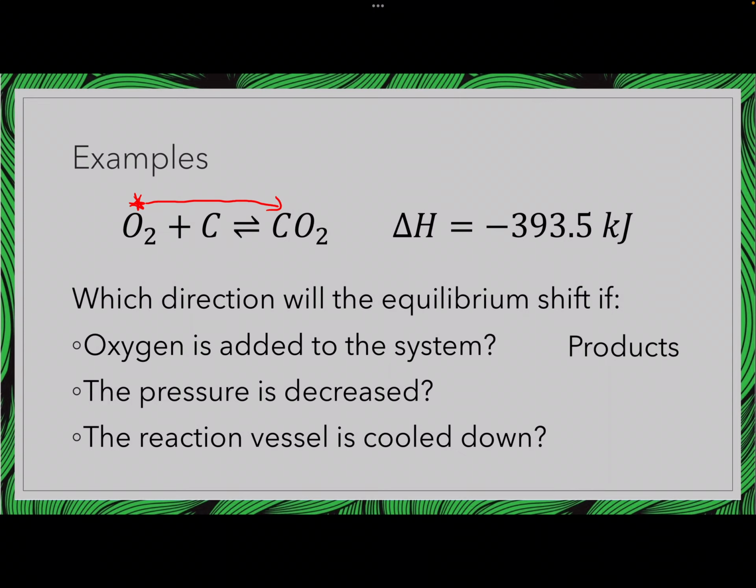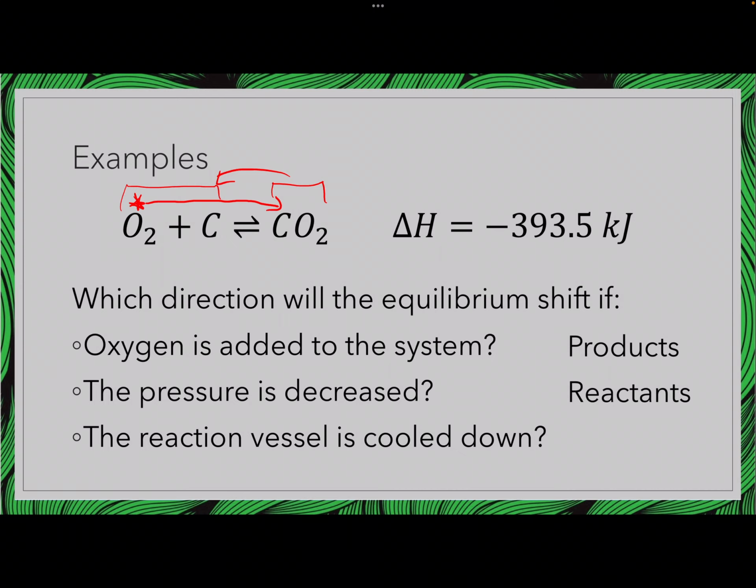If the pressure is decreased, it's going to go towards the side with more moles. So here we've got 2 moles on that side, 1 mole on that side. So if we decrease the pressure, it's going to go towards the reactants.